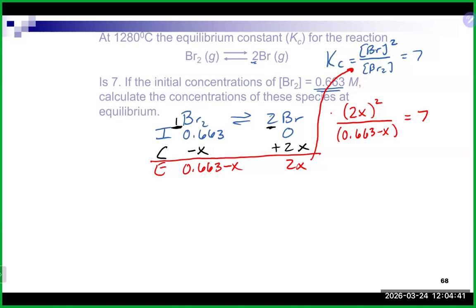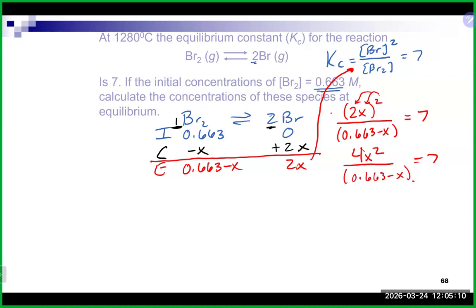If we clean this up a little bit, the thing that most people forget to do is that up on top ends up being 4x squared. People always like to square the letter, but not so much the number. That's a very common error people make a lot: they go 2x squared and don't square the number. So make sure you do that. We're going to go 0.663 minus x is equal to 7.